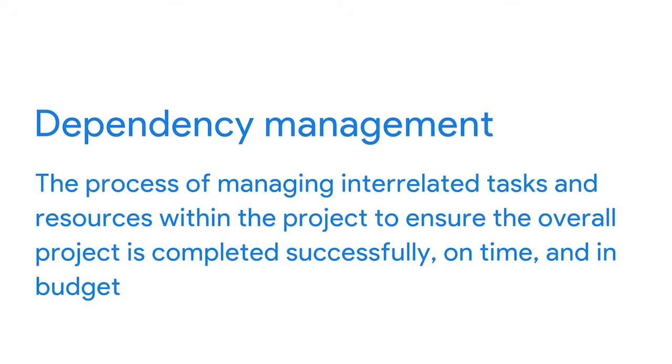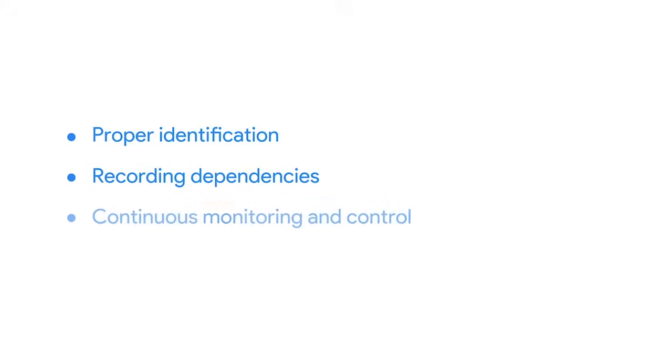Dependency management is the process of managing all of these interrelated tasks and resources within the project to ensure that your overall project is completed successfully, on time, and in budget. To pursue effective dependency management, there are 4 important steps that a project manager can take: proper identification, recording dependencies, continuous monitoring and control, and efficient communication. The first step is proper identification. A project manager will have to brainstorm all possible project dependencies with their team and categorize them accordingly.